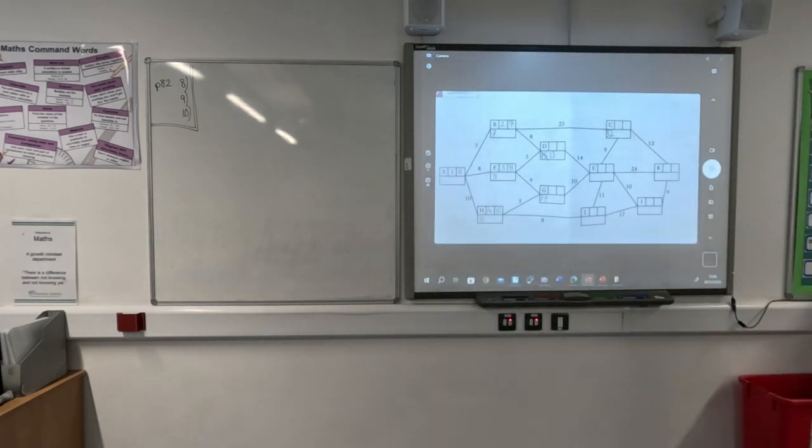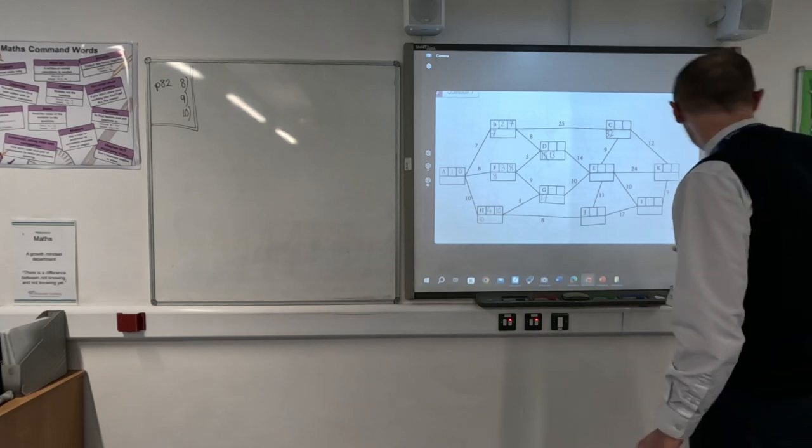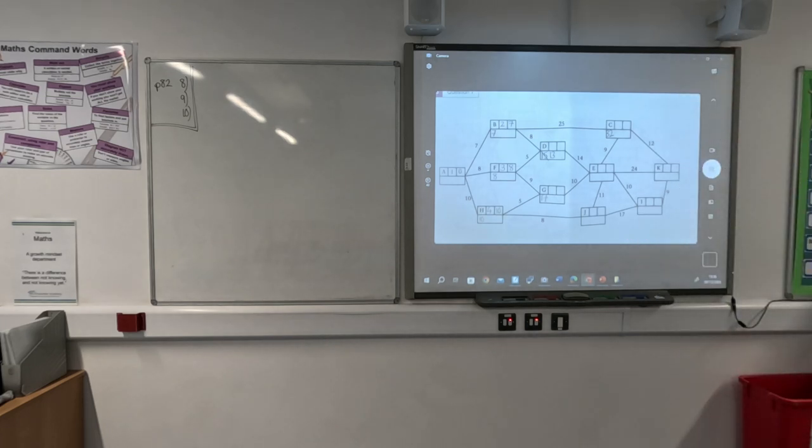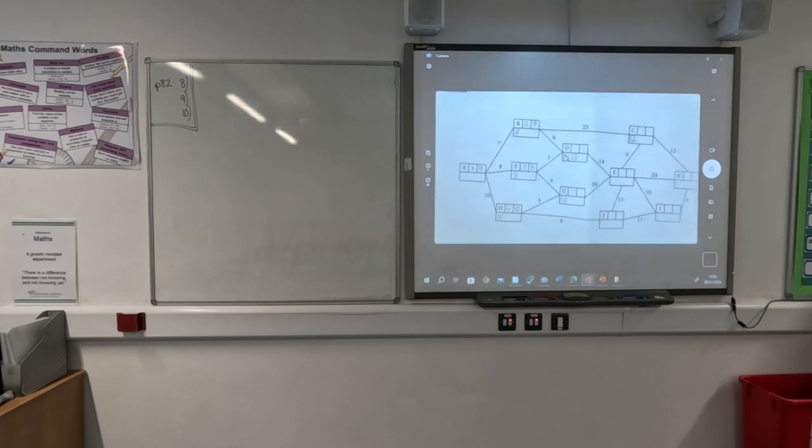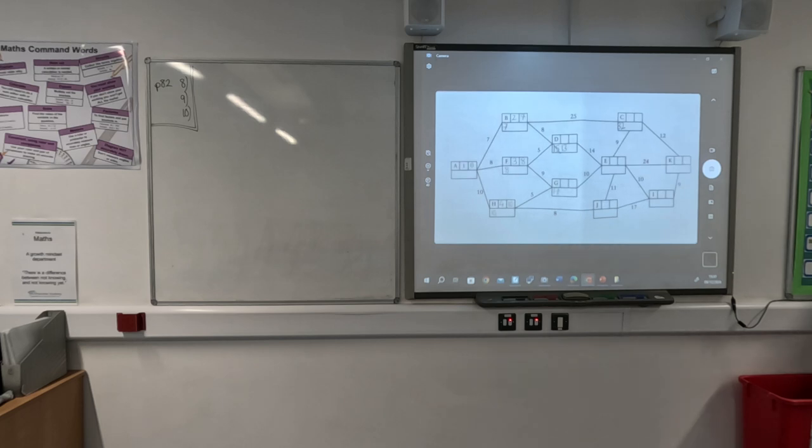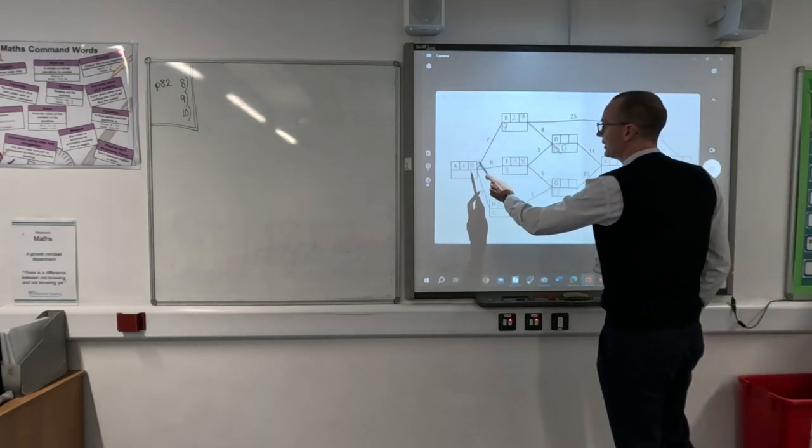We're doing question 7 on page 82, where you've got to find the shortest distance from A to K. So I've started using Dijkstra's algorithm. A was where I started, so it was the first place with a distance of 0.